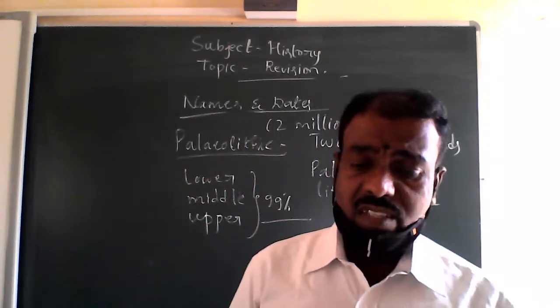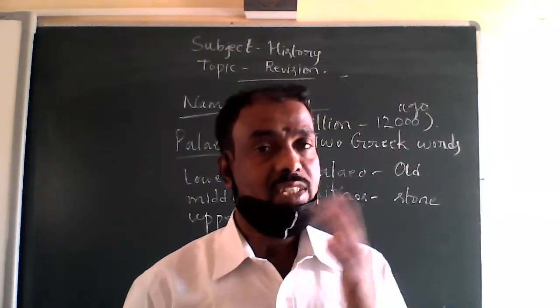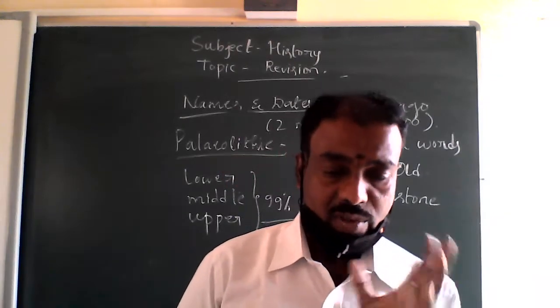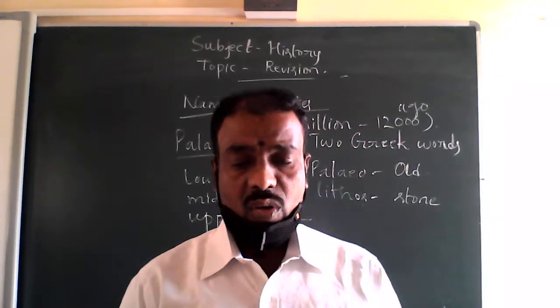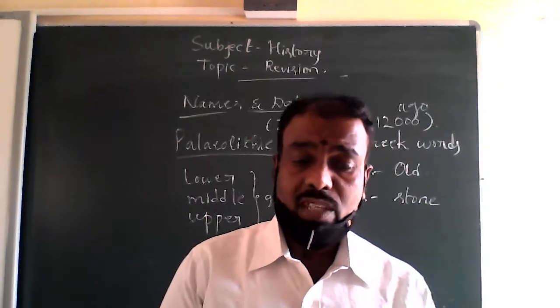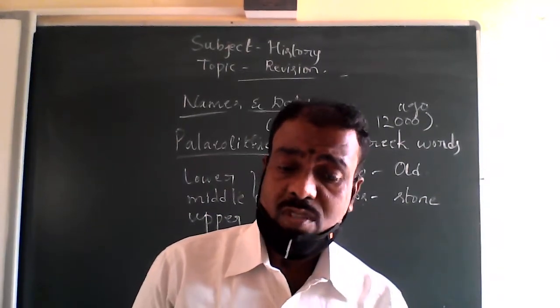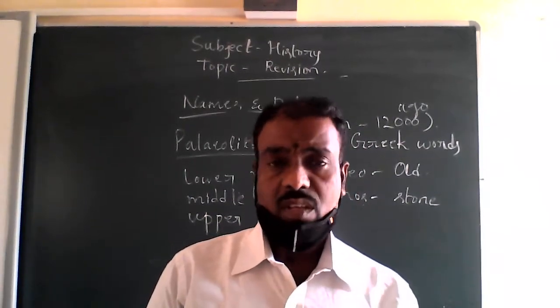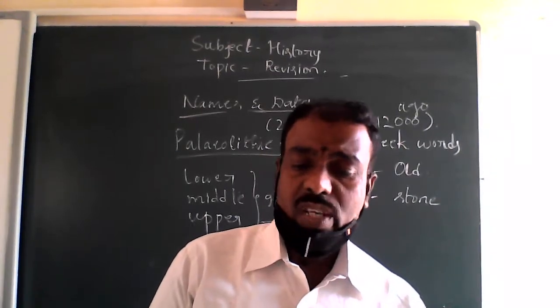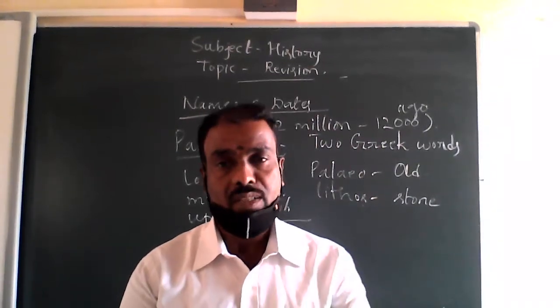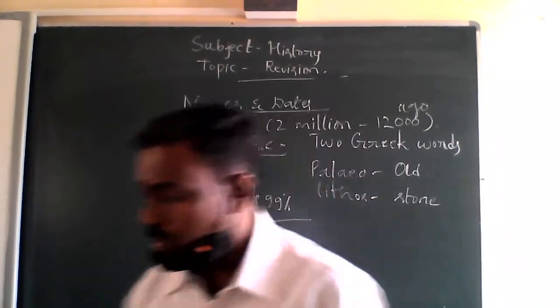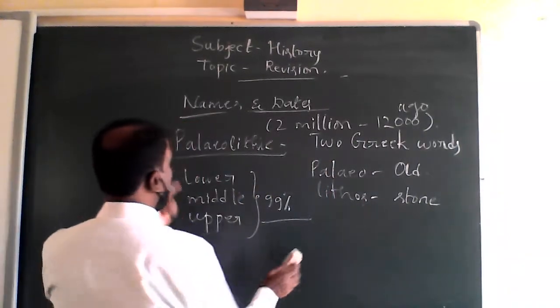Afterwards, about 12,000 years ago, we find environmental changes. The period from about 12,000 years ago till about 10,000 years ago is called the Mesolithic period. I hope, dear students, you have understood the Paleolithic.